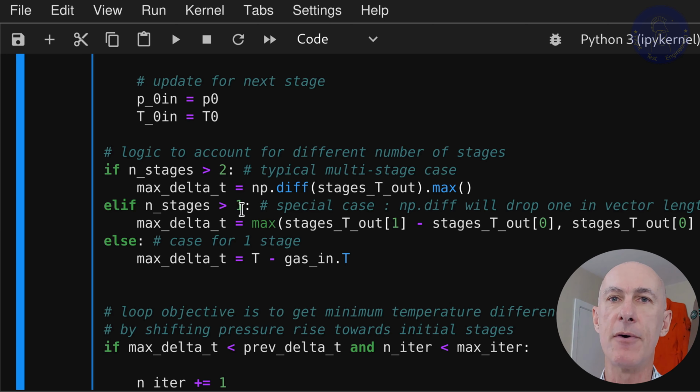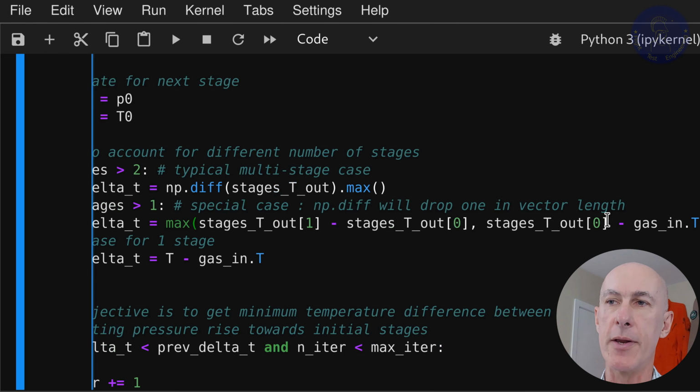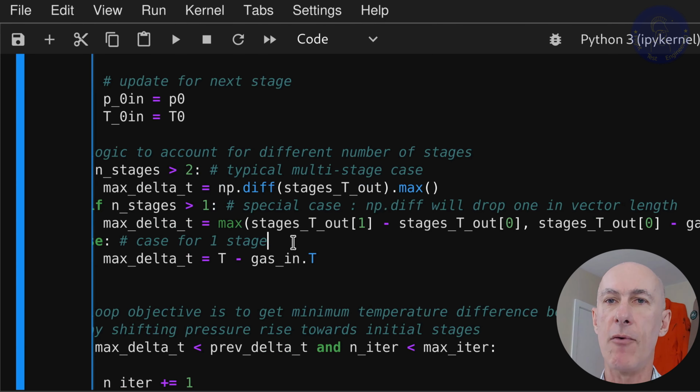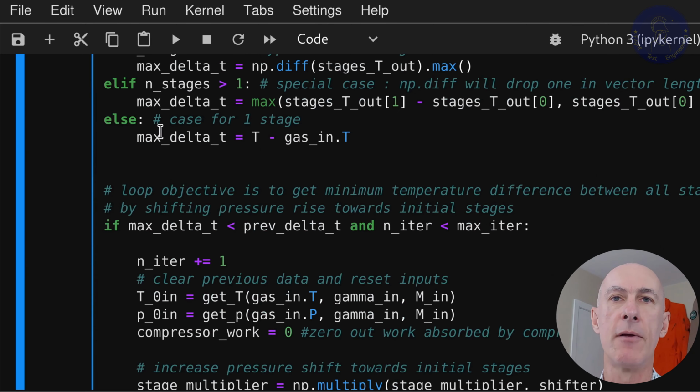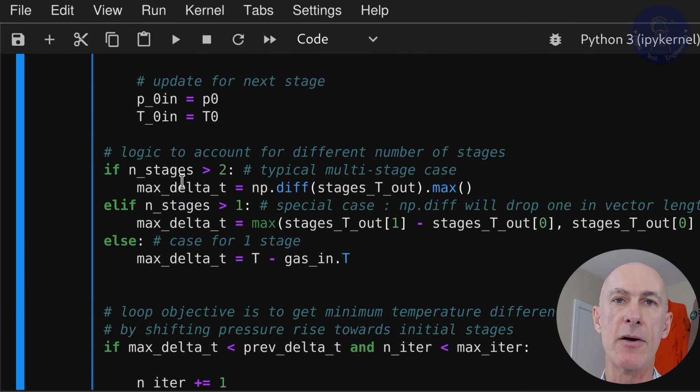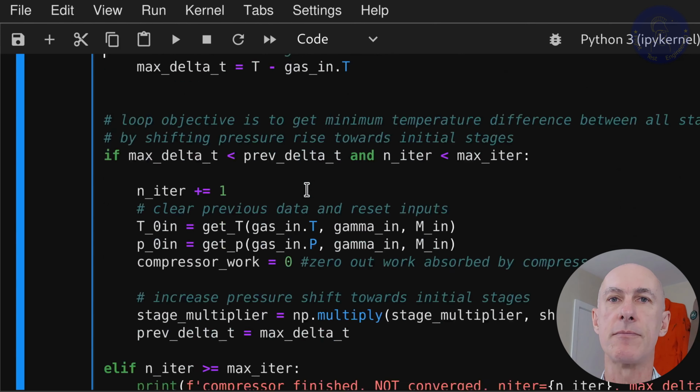But if we have more than 1 stage, meaning that we have 2 stages, we calculate the maximum between our last stage and our intermediate stage, and our intermediate stage and our initial temperature of the gas going in. And if we have only 1 stage, then the edge case is going to be our end temperature minus the temperature going in. That will all end up giving us the maximum delta T that we have for this iteration.